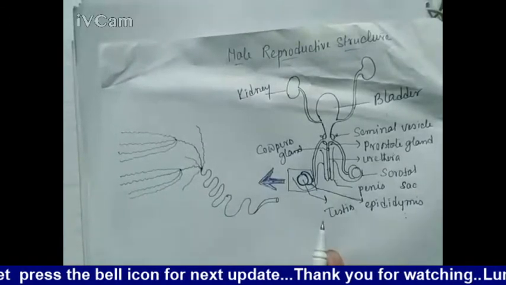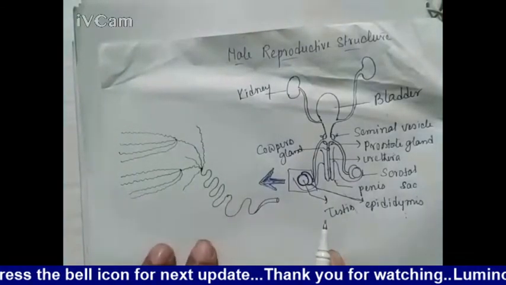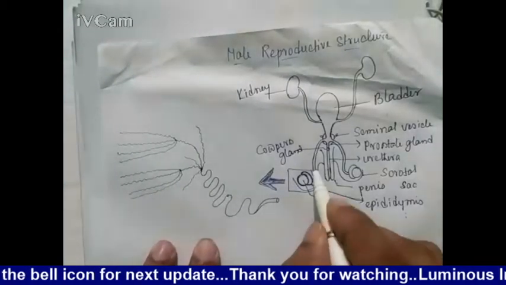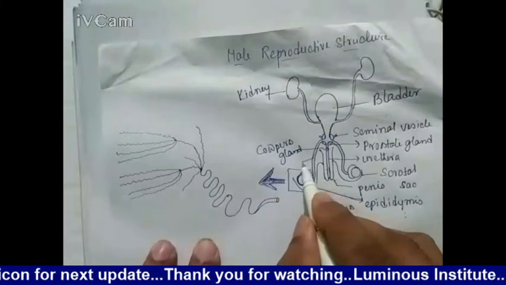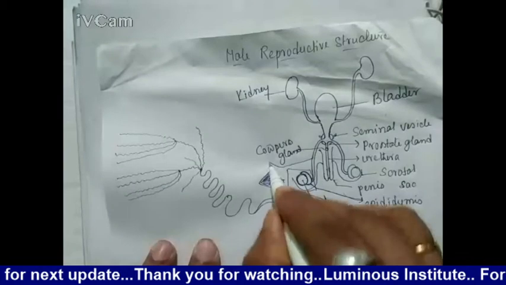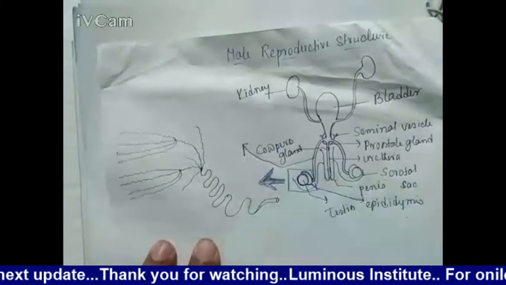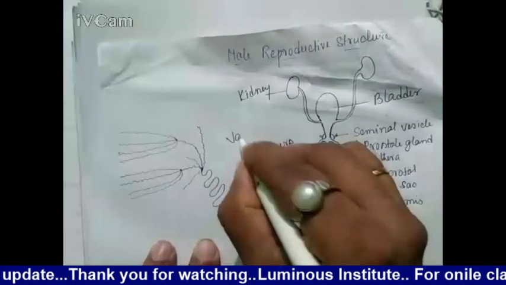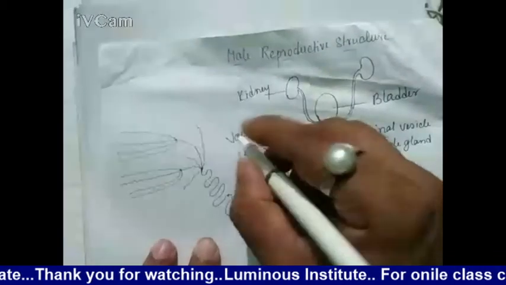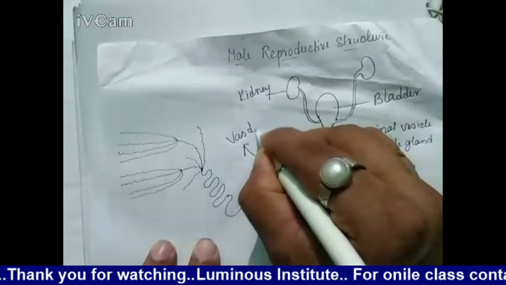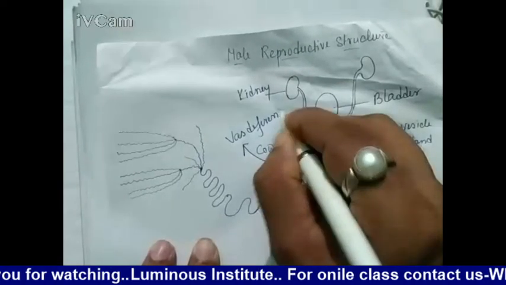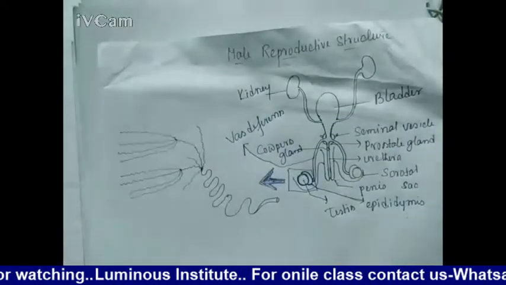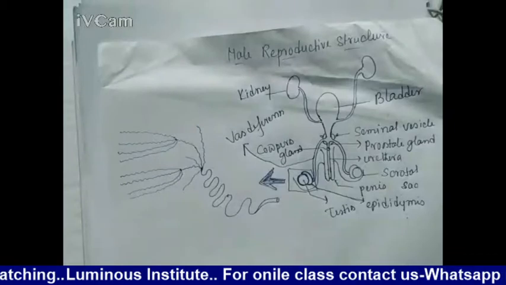Remember the term, basically these terms are very closely connected. So this is the vas deferens. I write here, this is the vas deferens, V-A-S D-E-F-E-R-E-N-S. I hope you understand the parts of the human reproductive system.